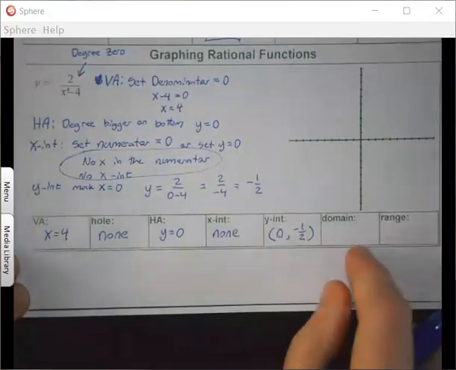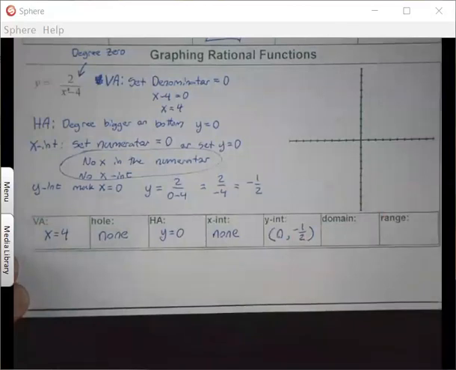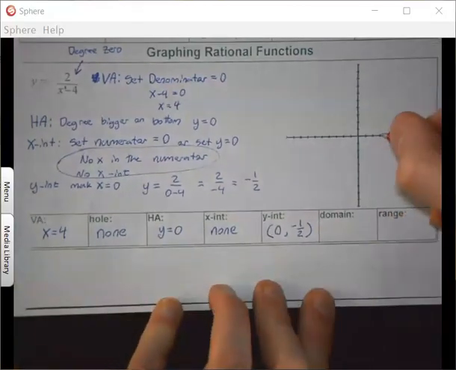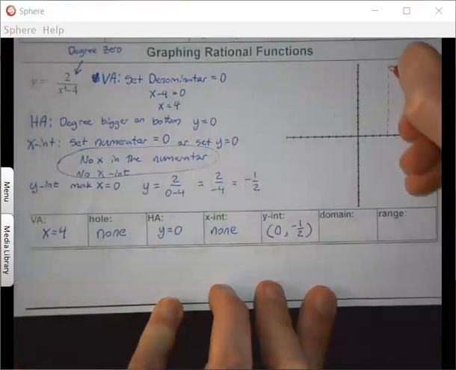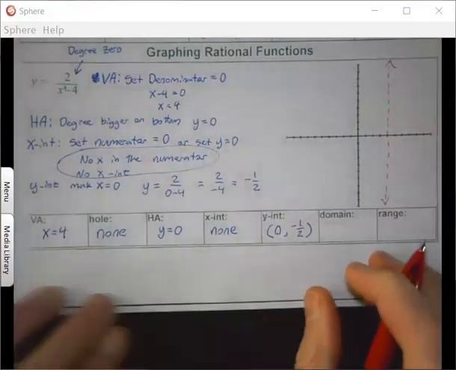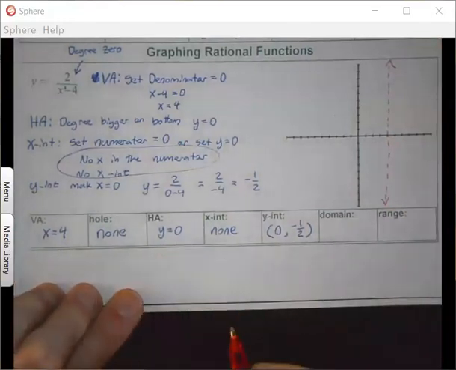Now, for our domain and range, we could do the domain and range right now. For this problem, let's draw it first, talk about why the domain and range is the way it is. Next time, we'll go ahead and put them in first. So always a good idea to draw your vertical asymptote, horizontal asymptote first. So our vertical is at x equals 4. Horizontal, y equals 0.